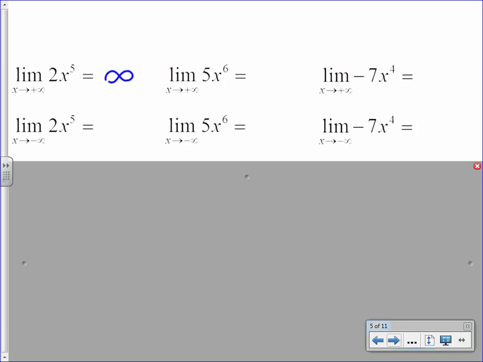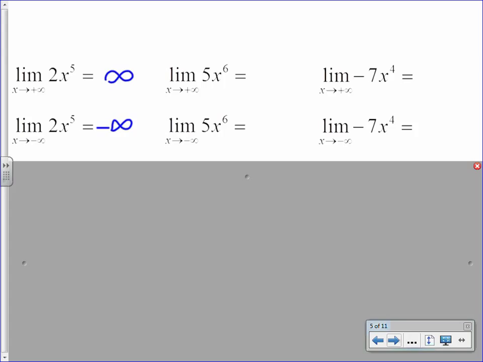The limit as x approaches negative infinity of 2x to the fifth. What's happening on the left side of our graph? It's falling because we have a fifth degree polynomial. We have opposite behaviors. So this limit is negative infinity.